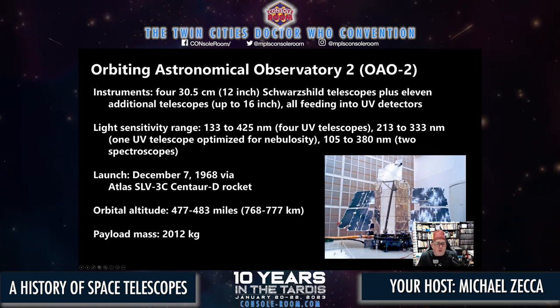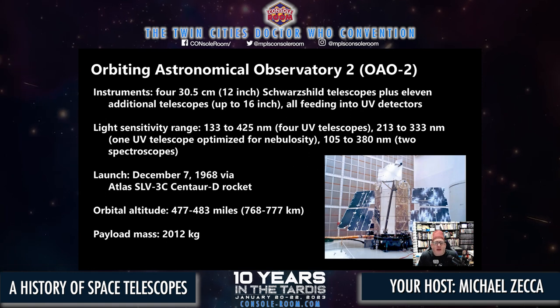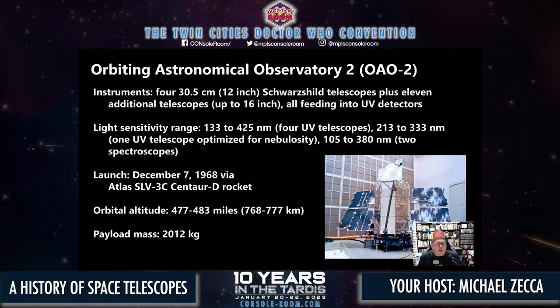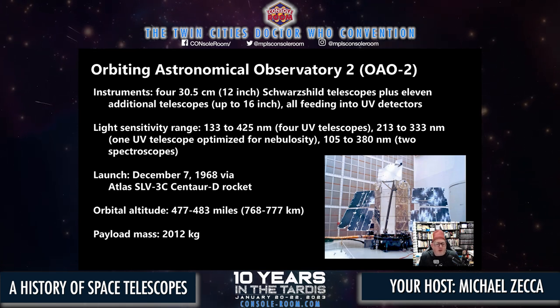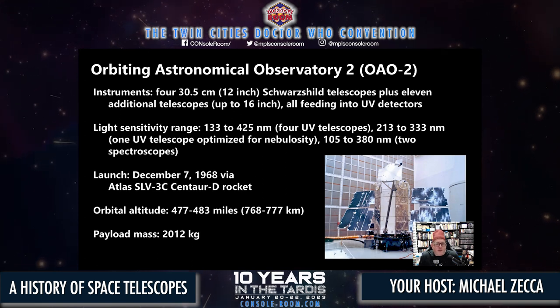So first there was OAO-2, which was like the first successful U.S. observatory in space. And it had a variety of smallish telescopes. When I say smallish, they went up to 16 inches in diameter for that mirror, which is a pretty good size if you're an amateur, but it's pretty common at university observatories.